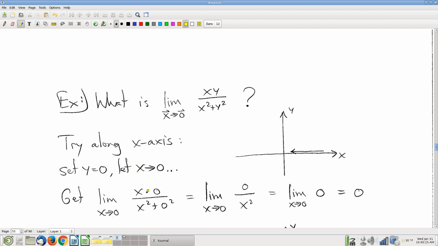And conveniently, of course, the algebra on this one works out really nicely. x times 0 is equal to 0. I don't really care what x is or what it's doing. Anything times 0 is 0. And so this expression turns into, well, it's 0 divided by x squared. And the limit of 0 is, of course, 0.